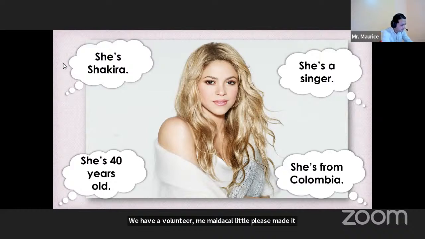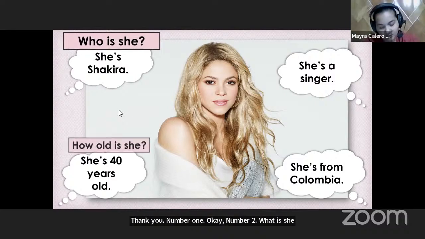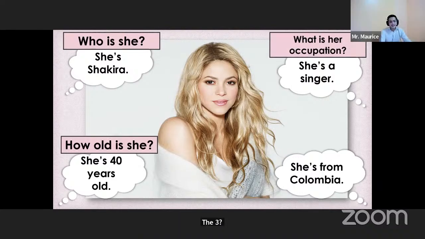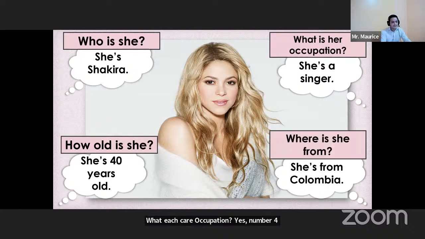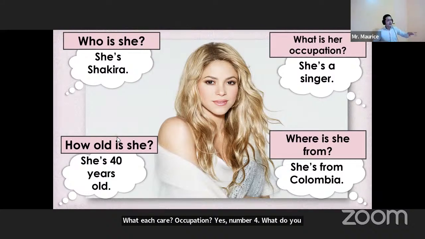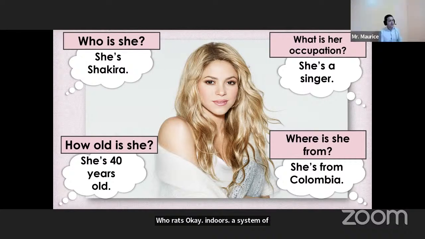Number 1. Who is she? Okay. Number 2. How old is she? Number 3. What is her occupation? Yes. Number 4. Where is she from? Correct. Okay. Entonces estamos viendo las funciones de cada una, de estas palabras. La WH question. Tenemos trabajando 4 de ellas. Let's continue.